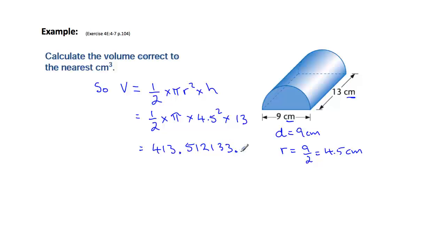413.512133, and I think you'll see that that actually continues. So we're going to do this to the nearest centimetre cubed in this case. And so we look at this number, and once again it's 5, which means that this is going to be taken up to approximately 414 cubic centimetres.